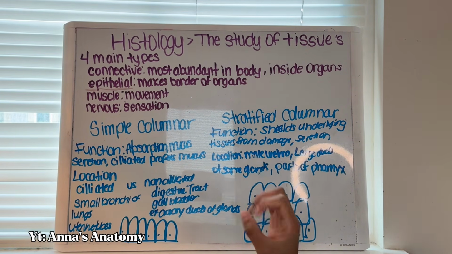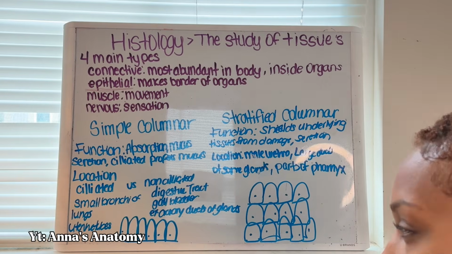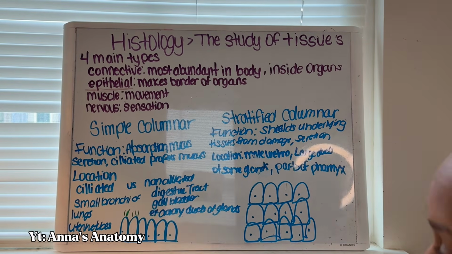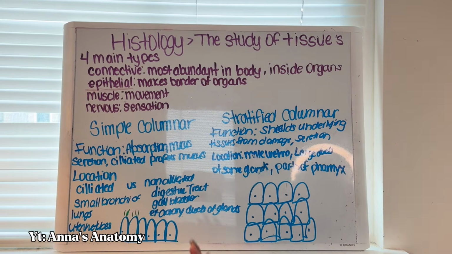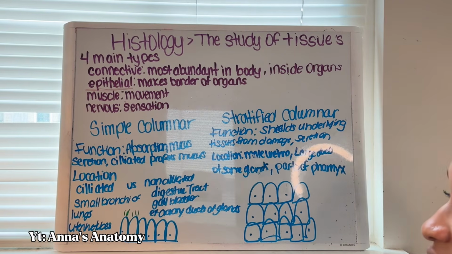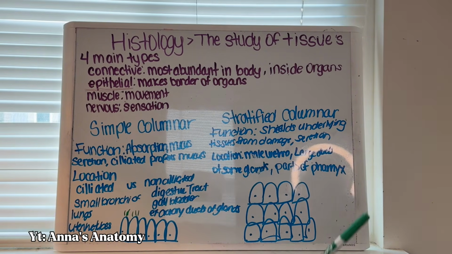You'll find the ciliated in the small bronchi of the lungs. Remember, cilia is like the little hair-like structures, and these hair-like structures are what propels mucus. So that's what cilia looks like. They're just these little tiny hair-like structures, and you'll also find it in the uterine tubes. And in the non-ciliated types, you'll find it in the digestive tract, gallbladder, and excretory ducts of glands. Now we have stratified columnar. This one's function is to shield underlying tissues from damage and secretion.